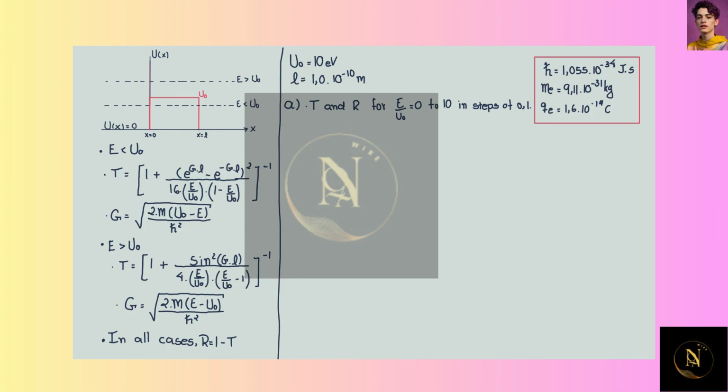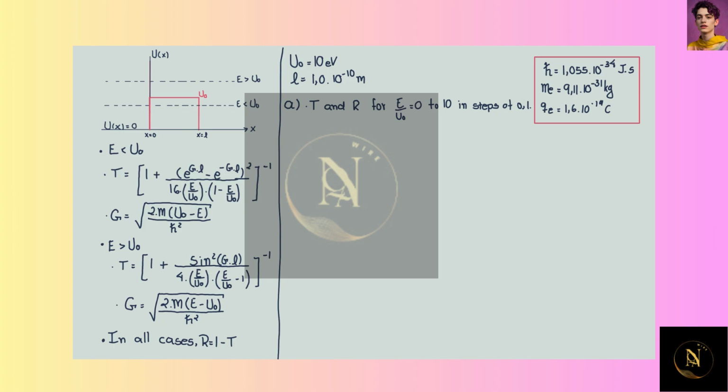In this question, an electron is incident on a potential barrier. The data about this potential barrier is the following. Its height is 10 electron volts and its width is 1.0 times 10 to minus 10 meters. Given this information, in the first item we have to calculate T and R as a function of E divided by U0, for E divided by U0 from 0 to 10 in steps of 0.1.